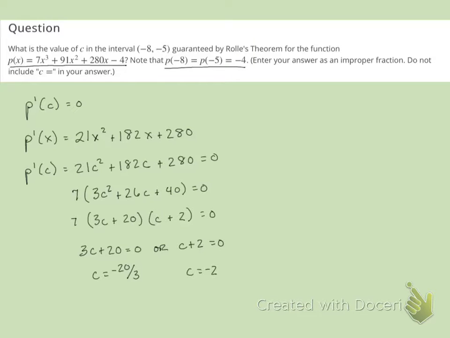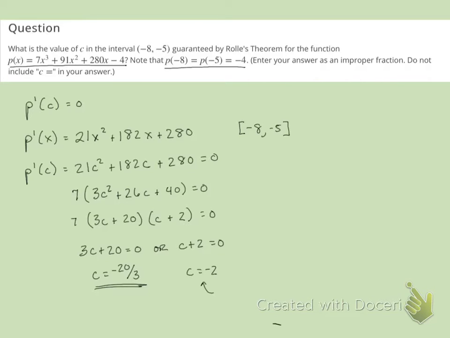Now we have to be careful, and we want to make sure that we look at our interval. So our interval was from negative 8 to negative 5. So we want to double check to make sure both of these values are in the interval. So negative 20 over 3 is about negative 6.67, and that is in the interval. So this is one value for c. Over here, c equal to negative 2, that's not in our interval.